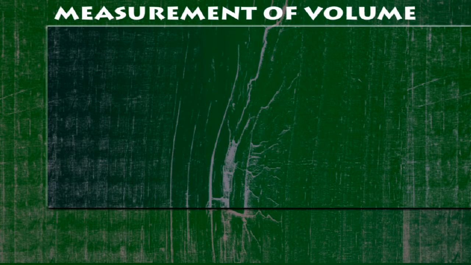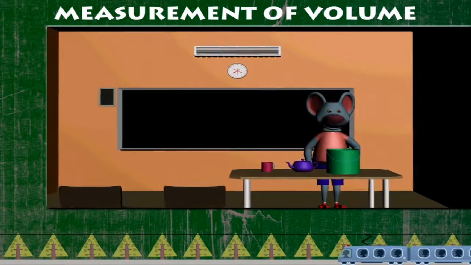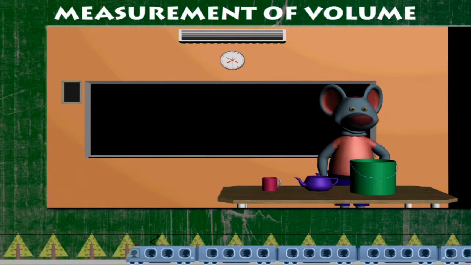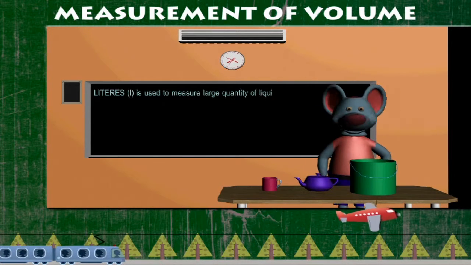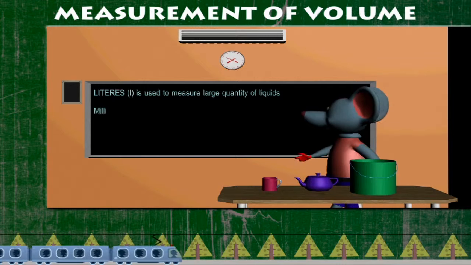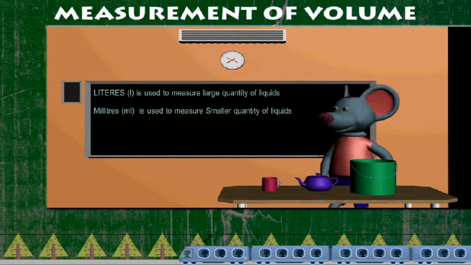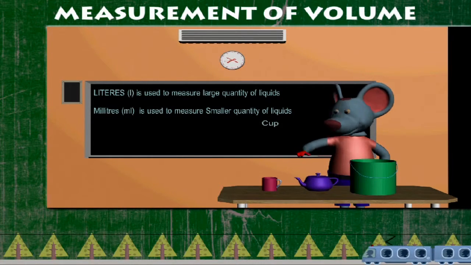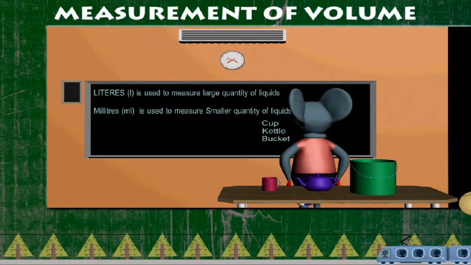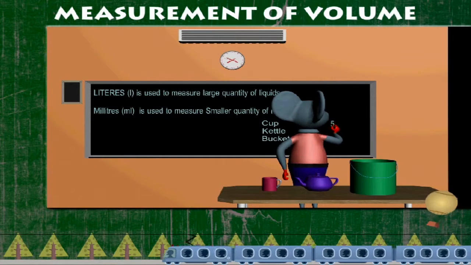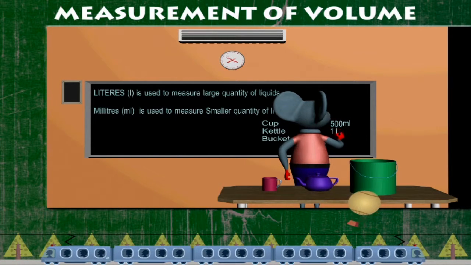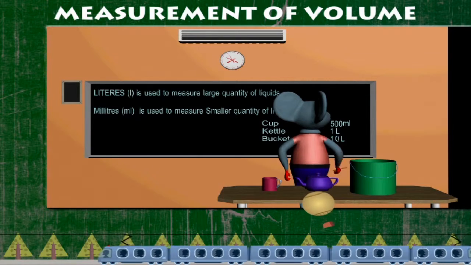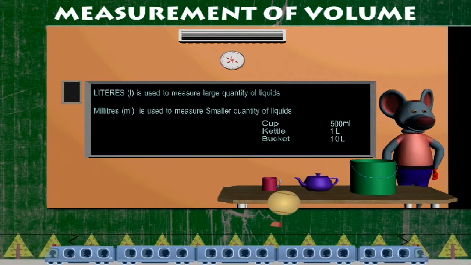Measurement of volume. Robbie has a cup, a kettle and a bucket on the table. Robbie says liter is used to measure large quantity of liquids and milliliter is used to measure smaller quantity of liquids. A cup can carry 500 milliliter of a liquid. A kettle can carry 1 liter and a bucket 10 liters. Good going, Robbie.